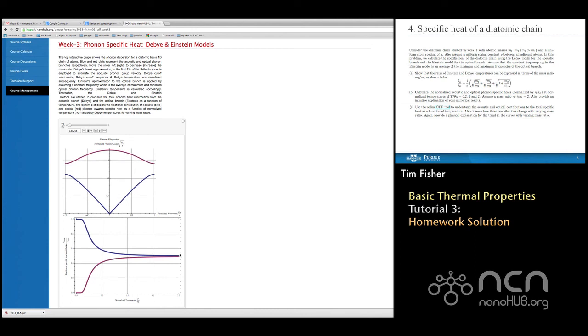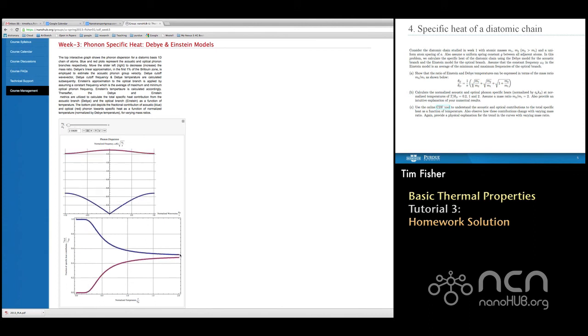The second important thing to note in this particular simulation is that as the mass ratio increases, the Einstein frequency moves further from the Debye frequency, and hence the temperature at which the acoustic and the optical contributions become equal to 50% increases with the increasing mass ratio.